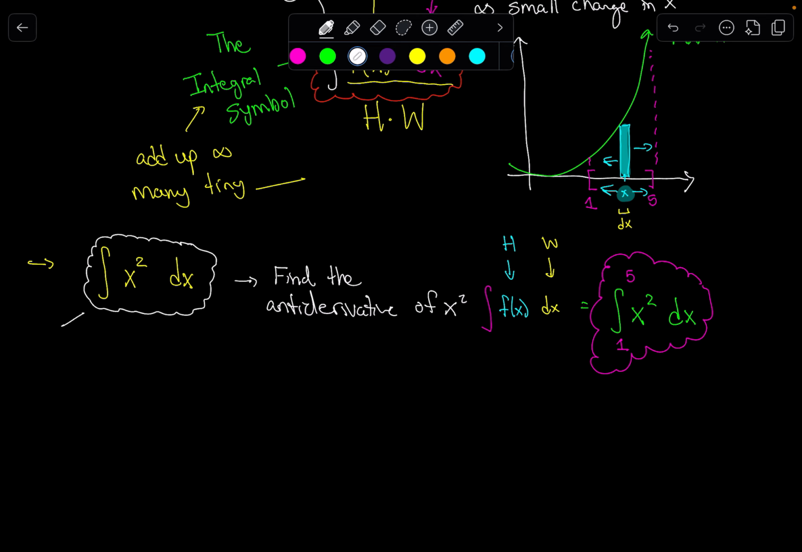This integral symbol for us literally means add up infinitely many tiny things. But how do we do this? It turns out via some mathematics that you're welcome to look up on your own, it means take the antiderivative. And so if I were to evaluate this thing, this is going to equal x cubed over 3 plus c, right?